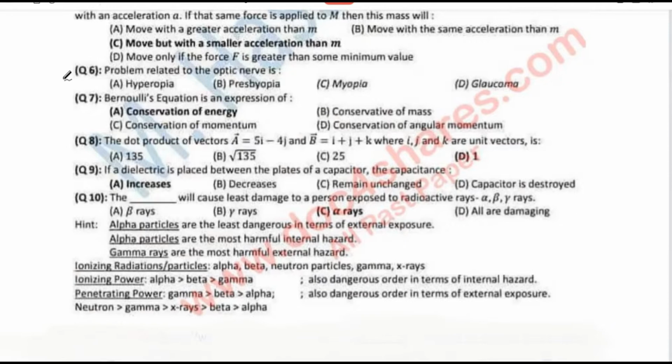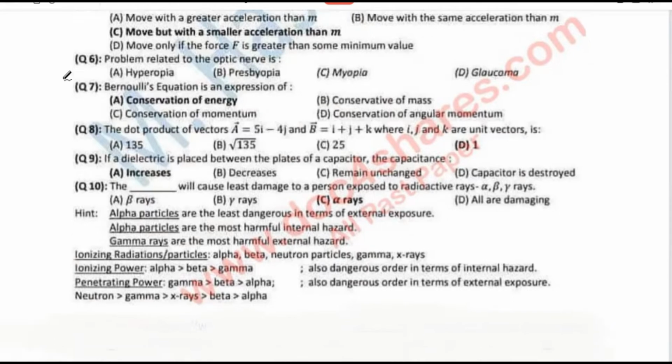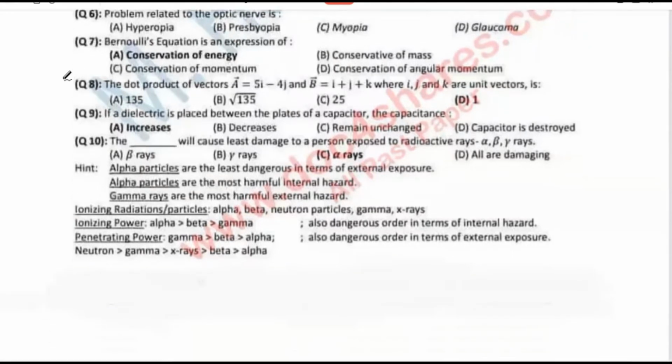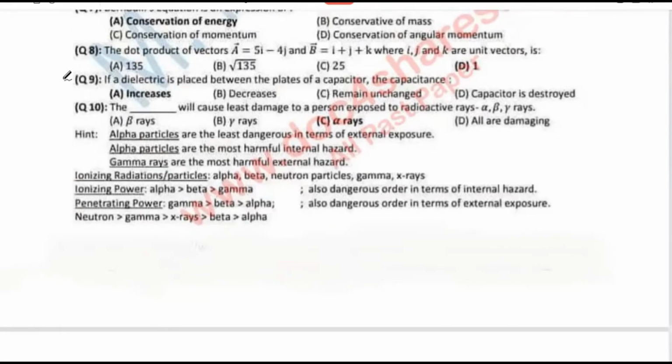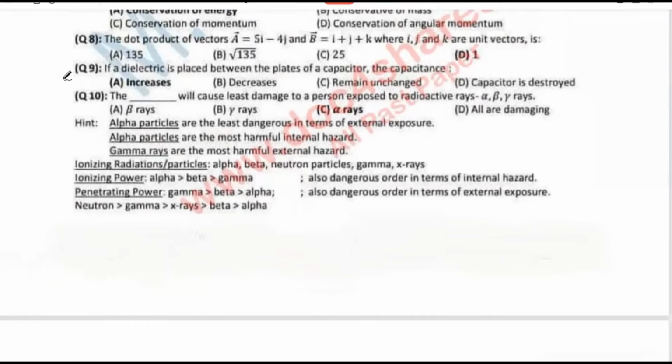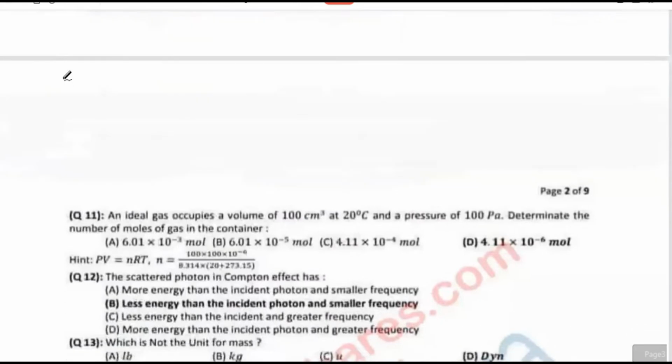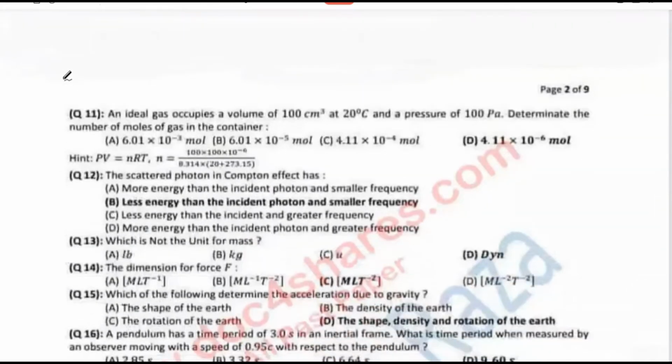Question 9 is: if a dielectric is placed between the plates of a capacitor, the capacitance increases. So the answer is A. Question 10: which will cause least damage to a person exposed to radioactive rays: alpha, beta, or gamma rays? So the answer is C, alpha rays. Hence this gives you the information about option C.